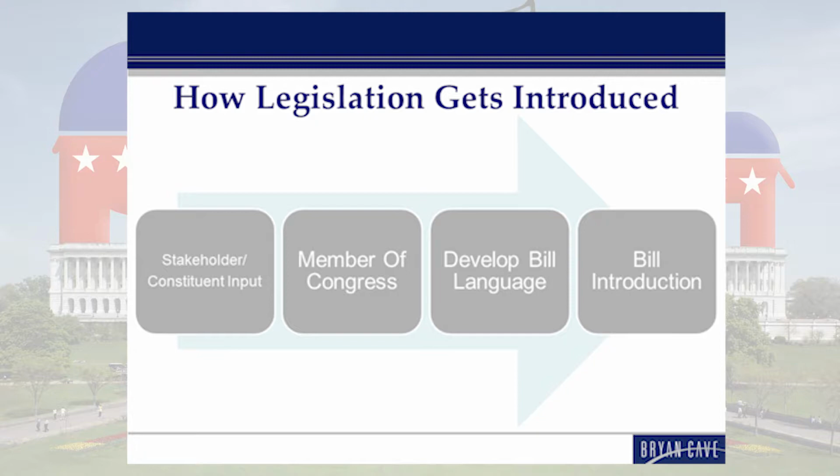We would then work with that member of Congress to develop bill language. The member of Congress would send that to Legislative Counsel, which would draft that in bill form. And then the bill would, of course, be introduced and be a current piece of legislation that was before Congress.